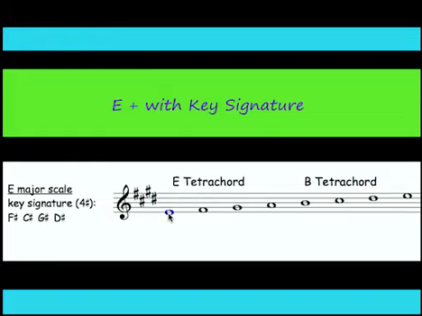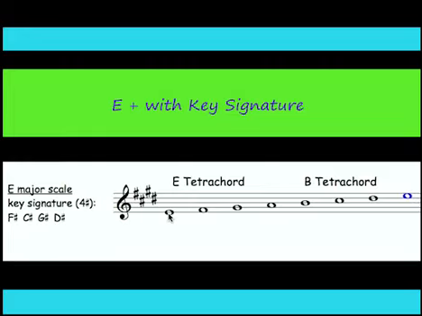So let's play through it. E, we have a whole step because F is sharp in the key signature. We have another whole step because G is sharp in the key signature. Now we need the half step, which is A. Now we need the joining whole step, which is B. A whole step above B is C sharp, which is in the key signature again. Another whole step is D sharp, and a half step above D sharp is E.